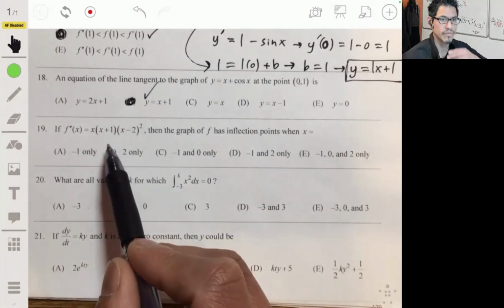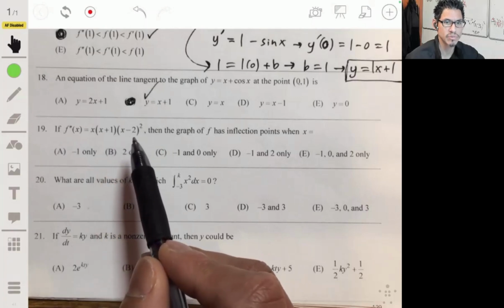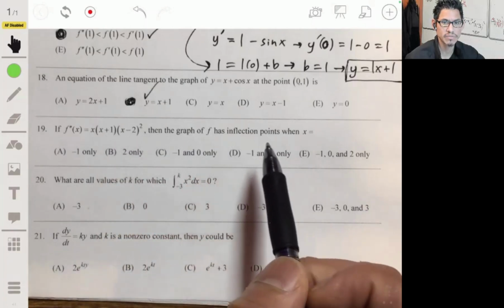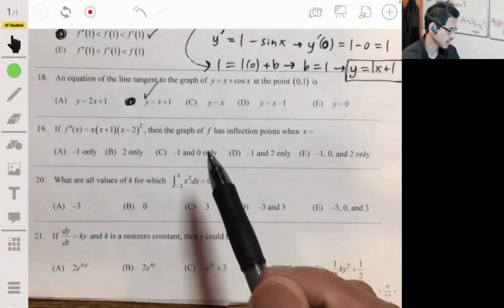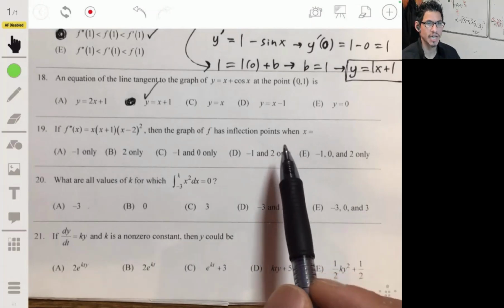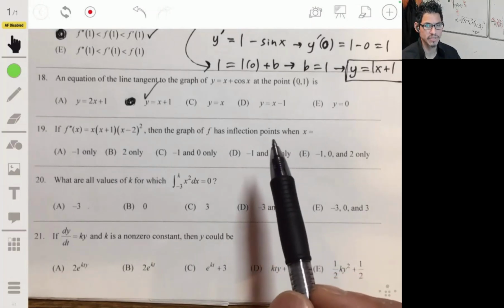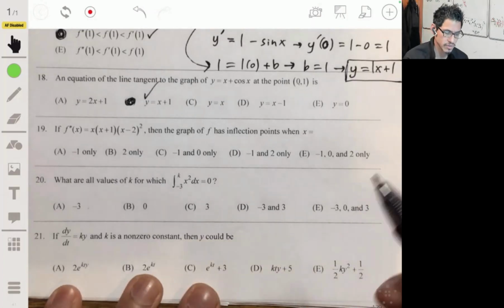Problem 19, if f double prime of x is x times x plus 1 times x minus 2 squared, then a graph of f has inflection points when x equals. Okay, so we want to see where the graph changes its sign of the double derivative. So we want to see where the second derivative changes from positive to negative or from negative to positive. So we study the possible inflection points.